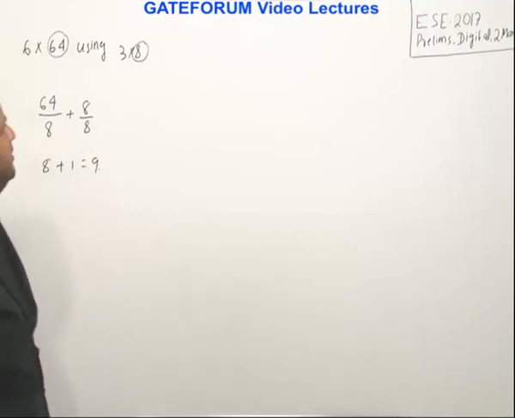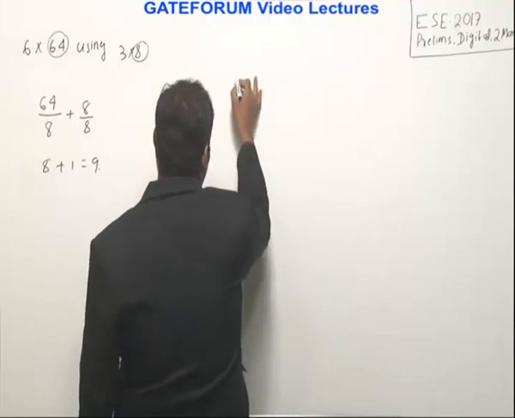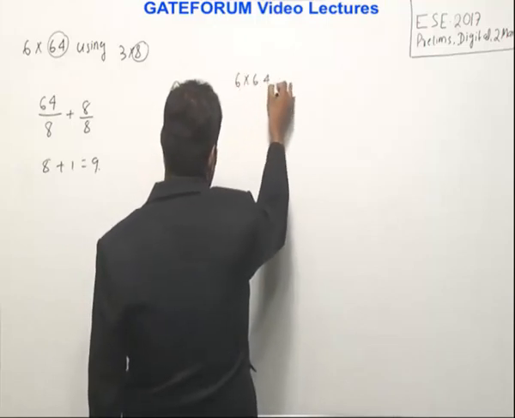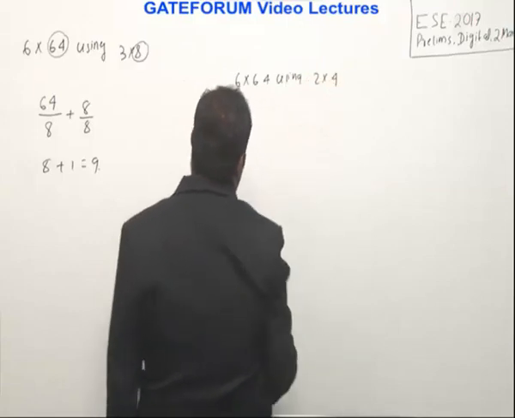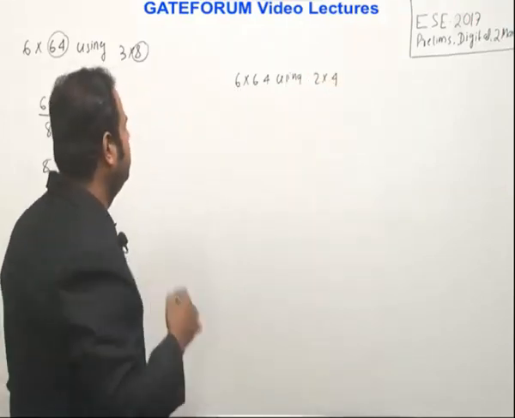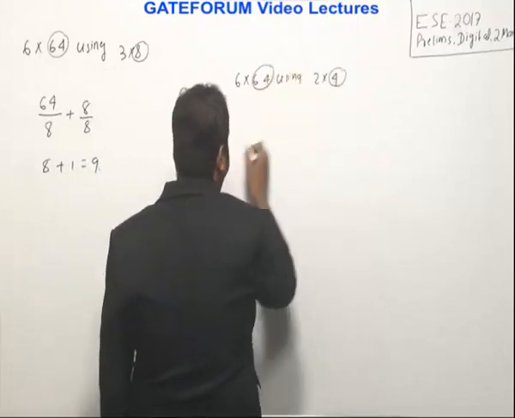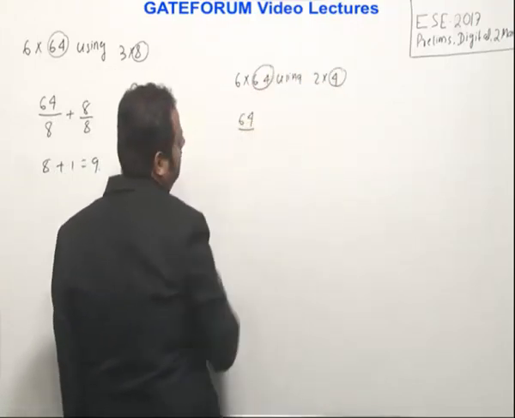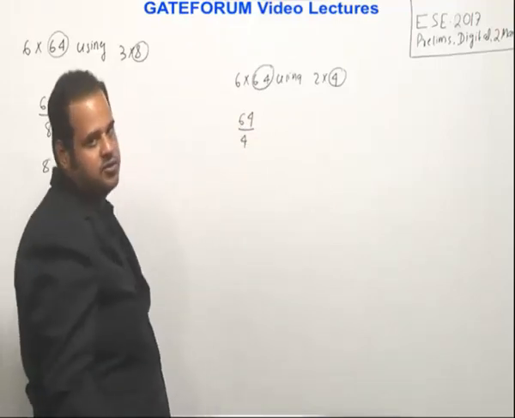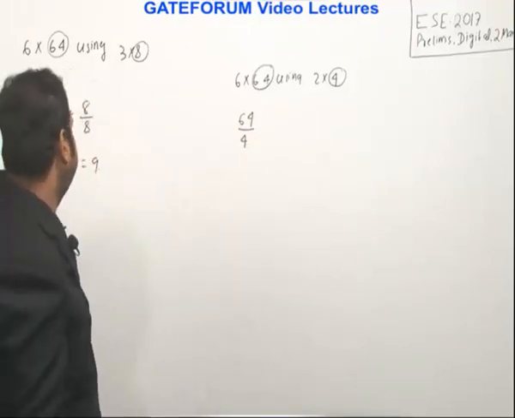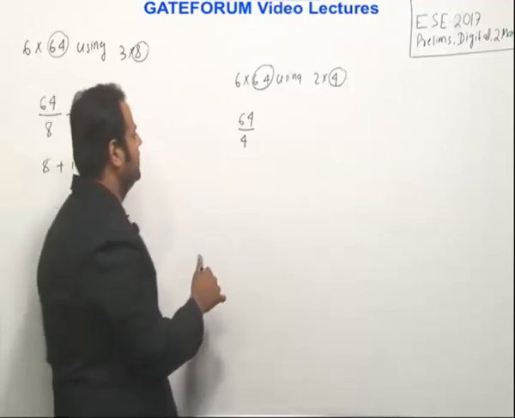For example, if someone says design a 6x64 using 2x4 decoders, how to do this? I'm just explaining this. In this case, the required structure output is 64, and the given structure output is 4. So you keep on dividing by 4. Till how long should you divide? You should divide until you get 1, like here I got 1, since 8 by 8 is 1. So I'm stopping here.